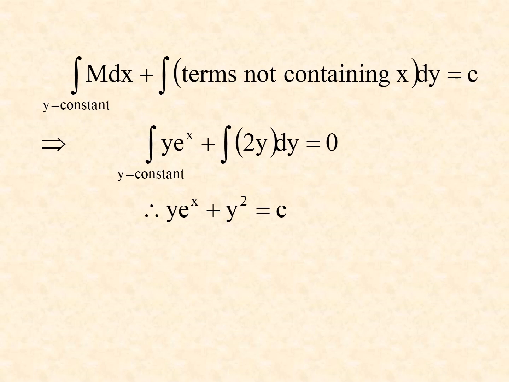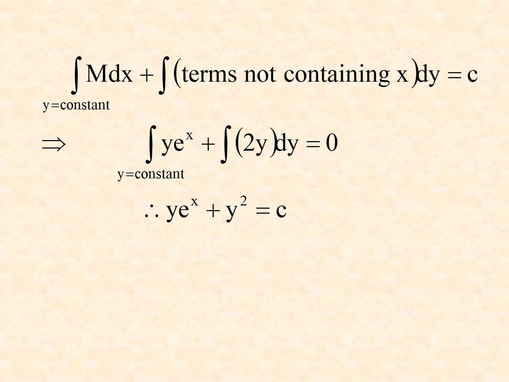After concluding the given differential equation is exact, the next step is to find the general solution. For that we have a formula: integral of M dx plus integral of the terms of N not containing x, dy, is equal to c. Here we are choosing N's terms not containing x.